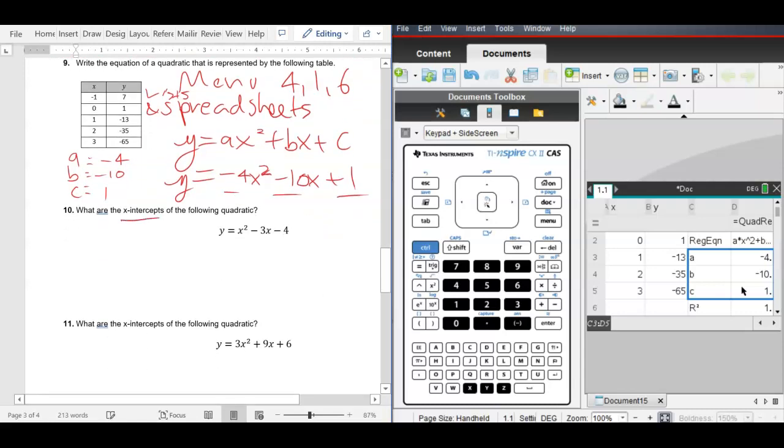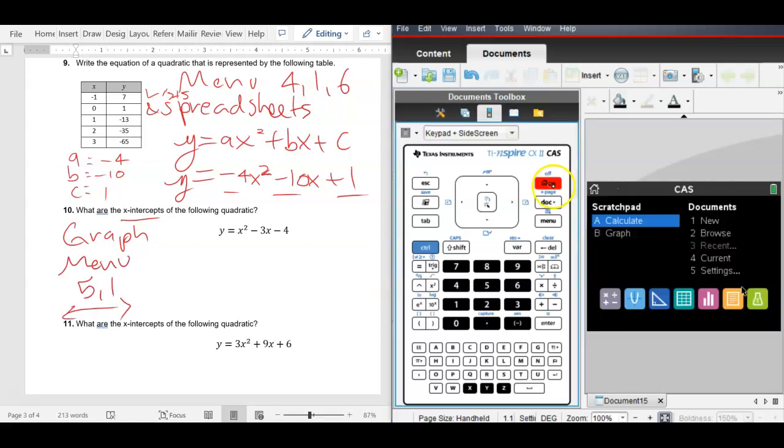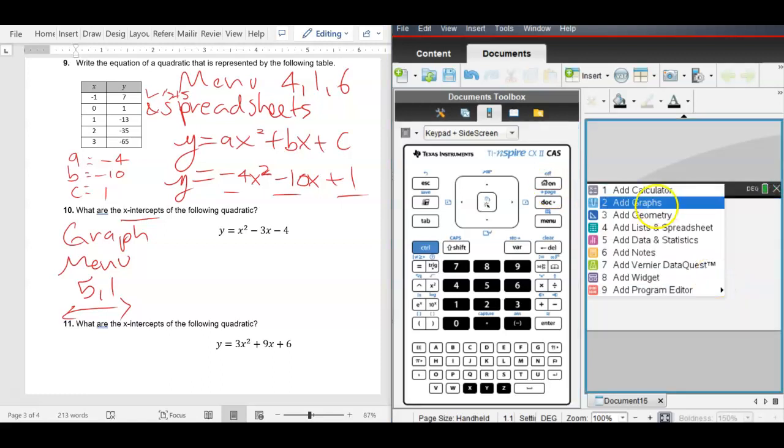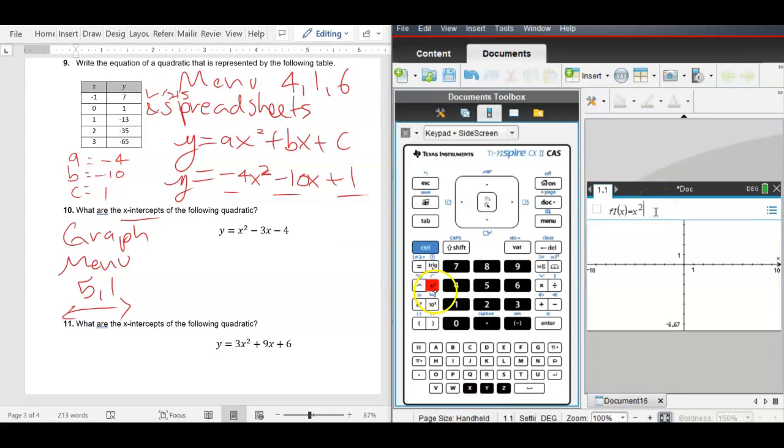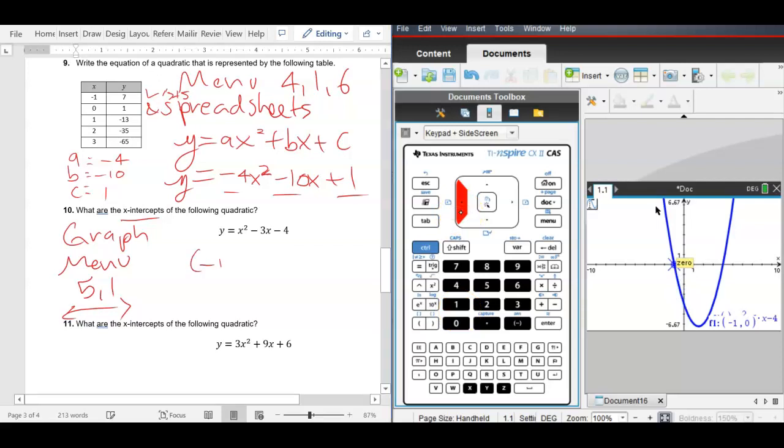Okay, if I want x-intercepts of this, I'm going to graph it in my calculator and do menu 5, 1 and trace it from left to right. New document, don't save, go to a graph, x squared minus 3x minus 4, these are all minus signs. Okay, and then I'm going to do menu 5, 1. If I go to the left, it'll say my 0 is negative 1, 0. That's not it, because if you go to the right, you get another 0, which is a root, which is an x-intercept at 4, 0.